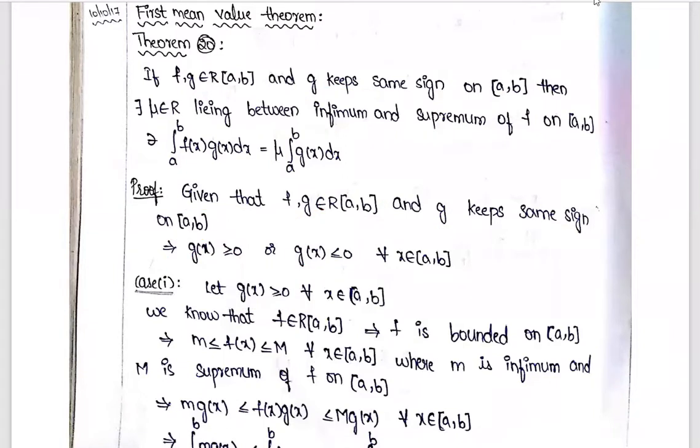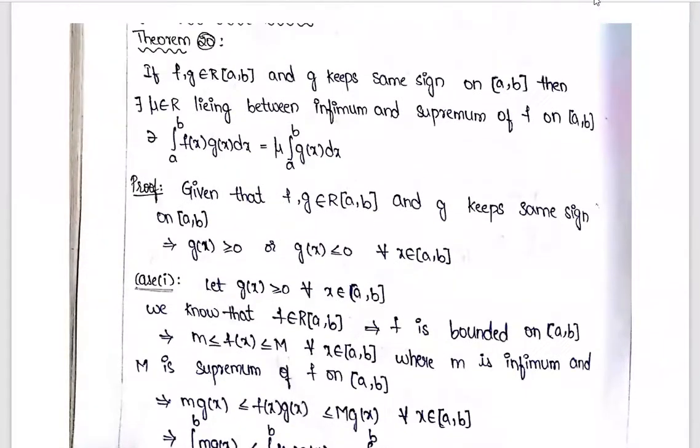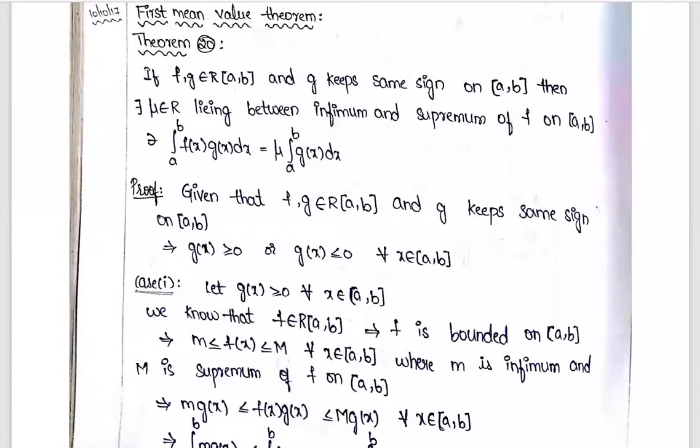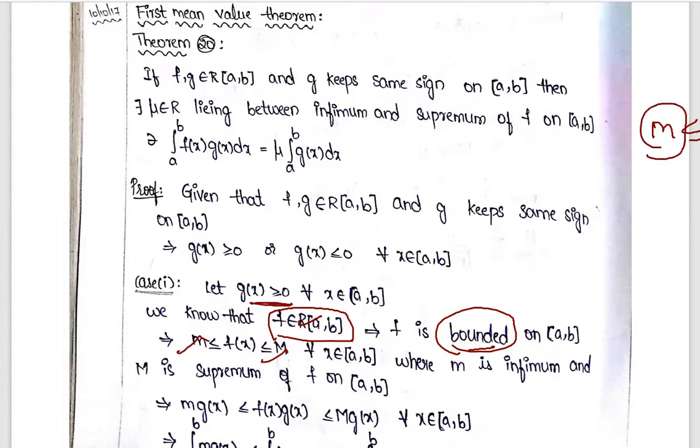If g of x is greater than or equal to 0, what will you have? We know that f belongs to R over [a, b], and every Riemann integrable function is bounded, so we can say f is bounded on [a, b]. As it is bounded, it will definitely have an infimum and supremum. So we write small m is less than or equal to f of x, which is less than or equal to capital M, where small m is the infimum and capital M is the supremum of the function.